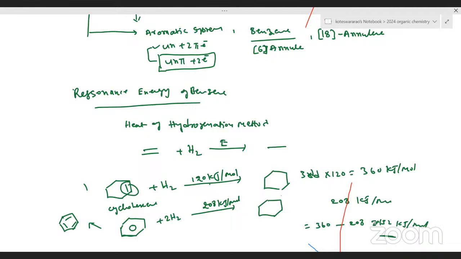And directly, we conduct the experiment on benzene, the heat of hydrogenation in the presence of a catalyst. It produces cyclohexane and consumes 208 kilojoules per mole. After taking the difference, we get about 150 kilojoules, which is a positive value. But this is not possible for every aromatic molecule because the model is not available in all cases. Hence, we cannot calculate the resonance energy using these chemical methods. But we can calculate it using molecular orbital theory and some other explanations.